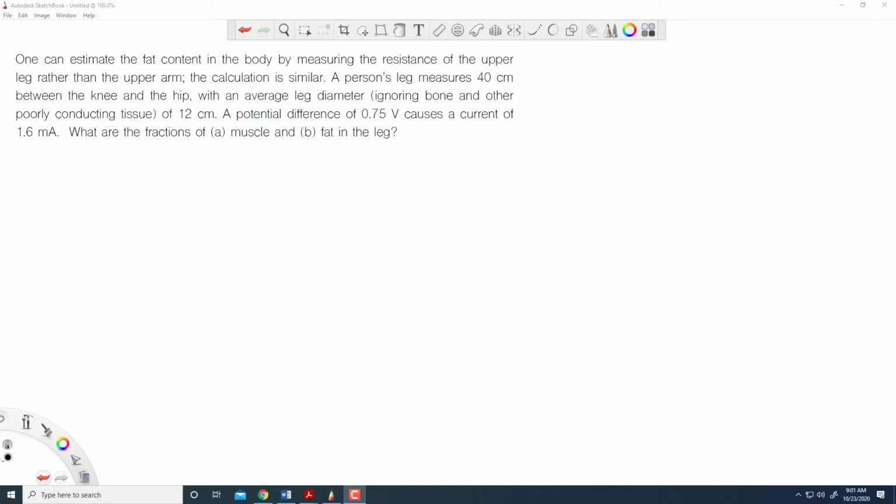So basically, you can model your leg as some kind of cylindrical thing. Okay, so that's a part of your leg, and it says we are considering the length of 40 centimeters between knee and hip. So that's the 40 centimeter length, and the diameter is 12 centimeters. So this diameter is 12 centimeters.